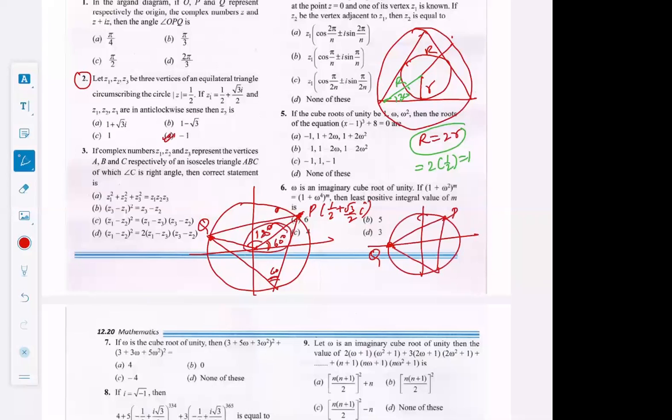Have you got this point? The argument of this one is 60 degrees. If this is 60 degrees, then the angle subtended by PQ at the center will be 120 degrees. So overall this angle is 180 degrees, so the argument of Q will be 180 degrees. So basically this point lies here, so this will be (-1, 0).